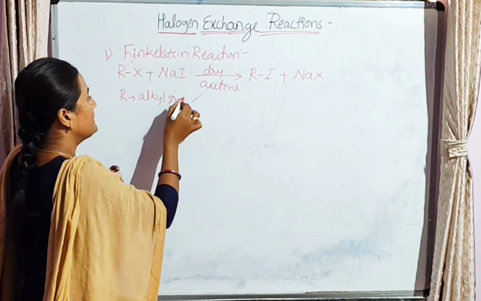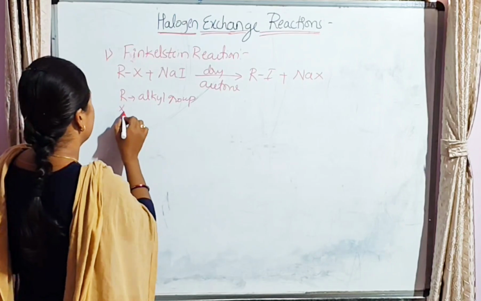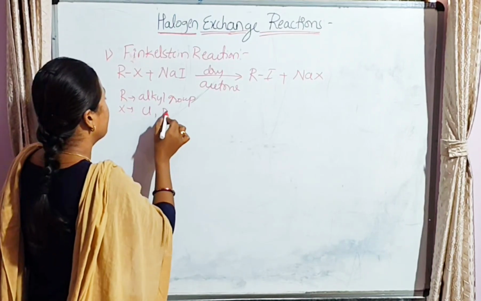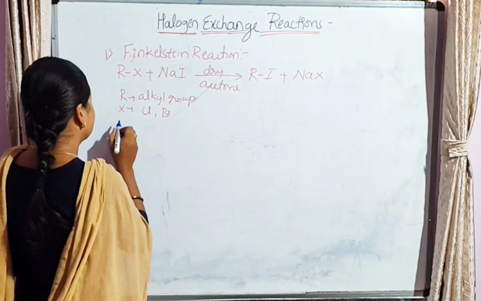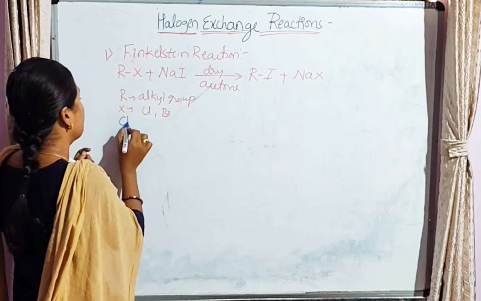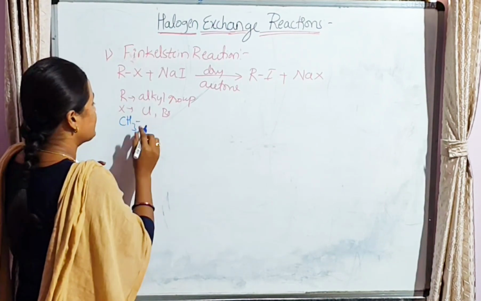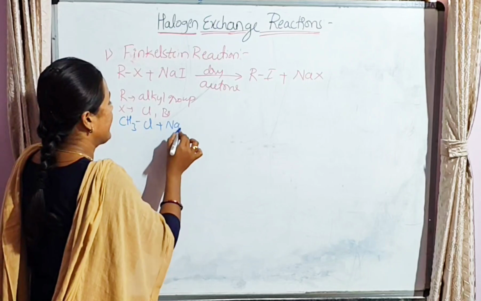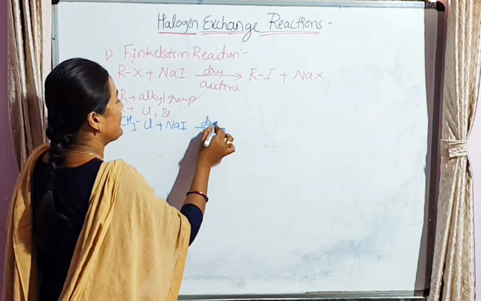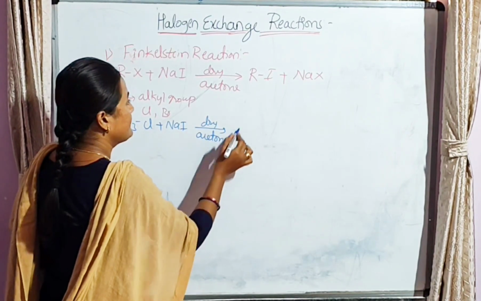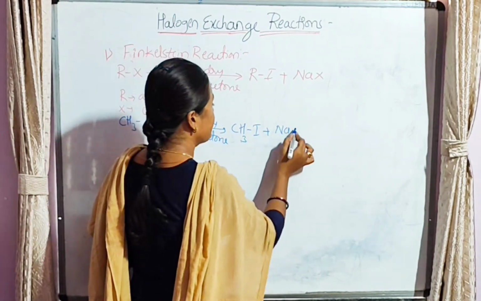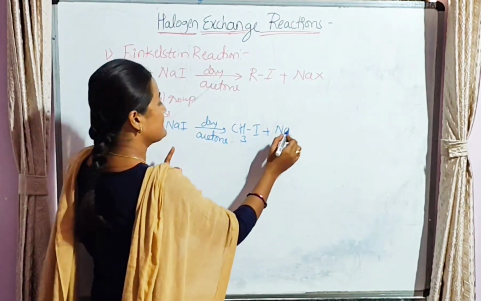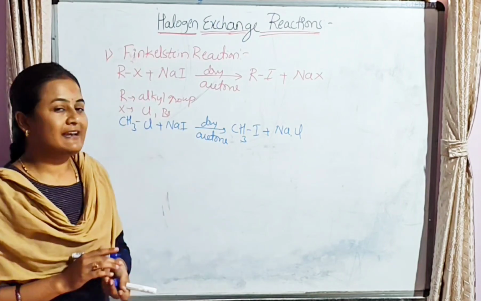And in place of X, substitute halogens, that is chlorine and bromine. Now, we'll take an example for this. In place of R, substitute any alkyl group, CH3, in place of X, substitute Cl, plus NaI as it is and dry acetone as it is. And here R means CH3, I as it is, Na as it is, and in place of X, we write Cl. This is the Finkelstein reaction.